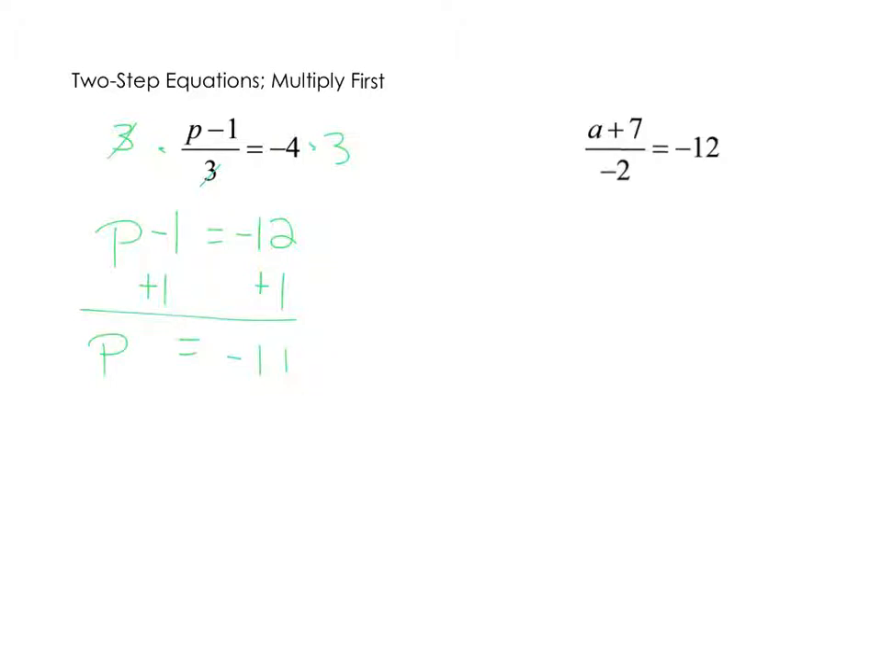I'm going to do it one more time. I have a plus 7 all over, all divided by negative 2. So I have to get rid of that negative 2 first. The inverse of division is multiplication. I'm going to multiply both sides by negative 2. Those will cancel. I'm left with a plus 7 equals negative 12 times negative 2 is positive 24. So I'm going to subtract 7 from both sides, and I get a equals 17.